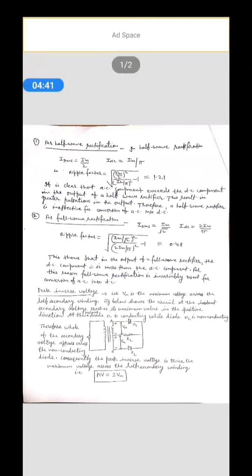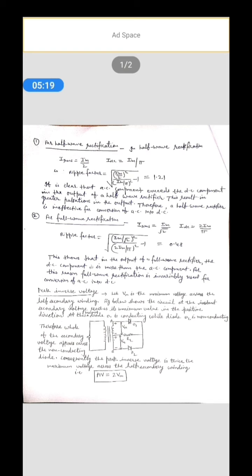This results in greater pulsation in the output. Therefore, a half wave rectifier is ineffective for conversion of AC into DC.